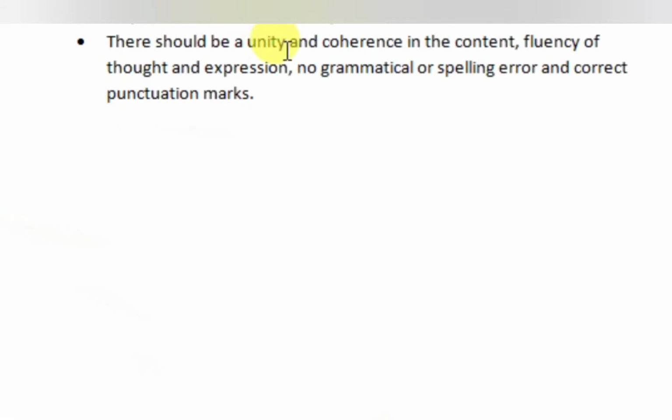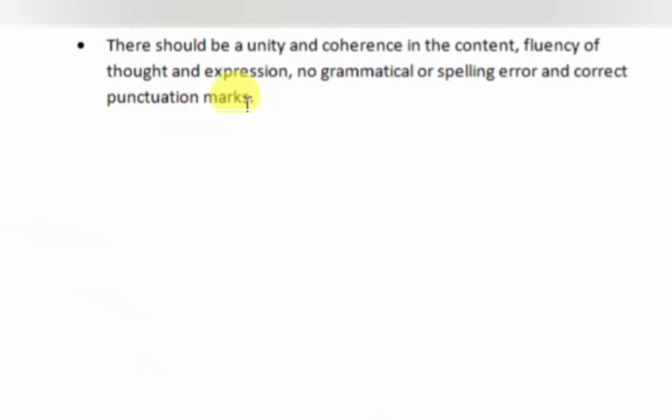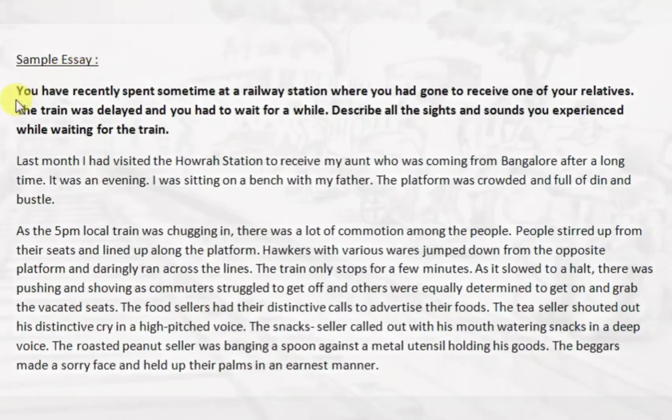There should be unity and coherence in the content, fluency of thought and expression, no grammatical or spelling errors, and correct punctuation marks. So these are the key points to remember while we are writing an essay. Now let's see a sample essay.